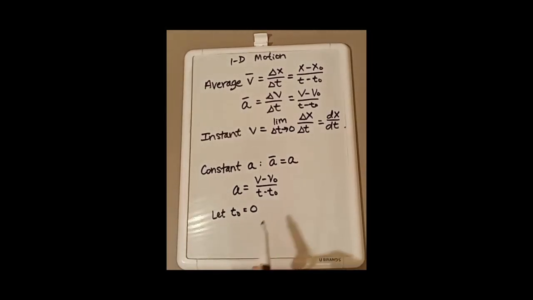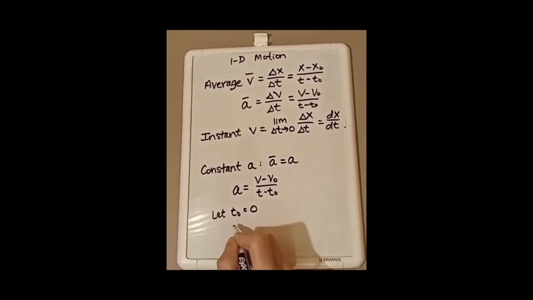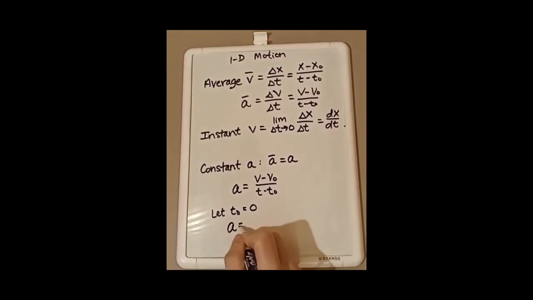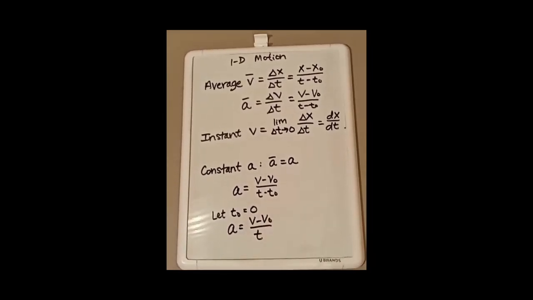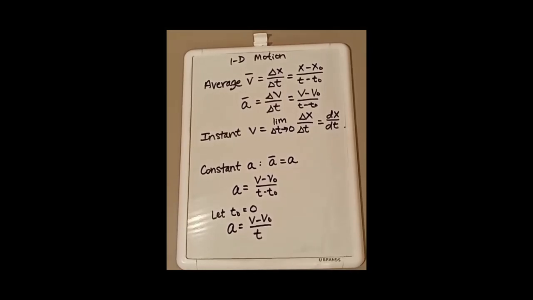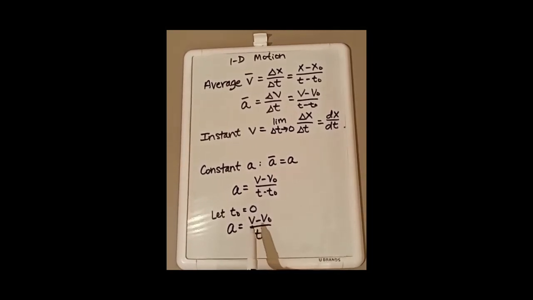So we take our equation here, a equals v minus v naught divided by t minus t naught. We're going to let t naught equal 0, and then we have a equals v minus v naught divided by t. And we're going to solve that equation for velocity v, our final velocity there.